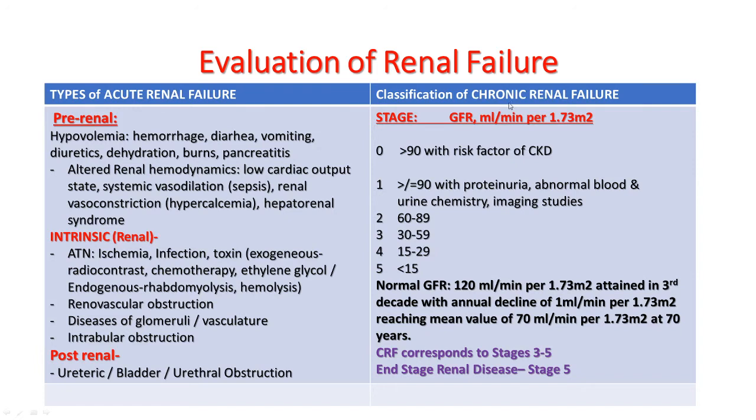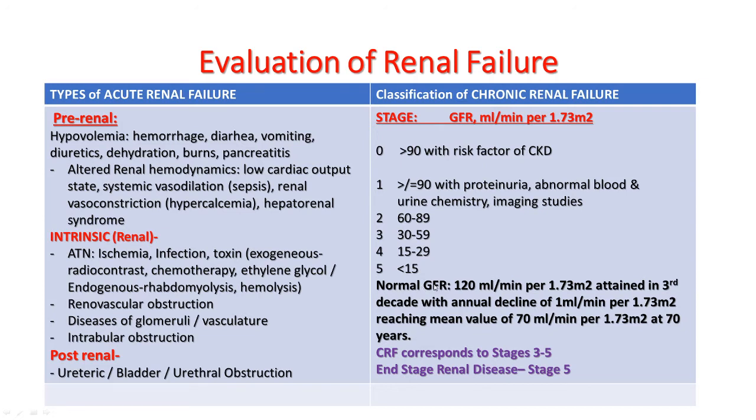Chronic renal failure is classified based on the GFR, that is glomerular filtration rate, where the normal GFR is 120 ml per minute per 1.73 meter square of body surface area, which is usually attained in the third decade, and there is annual decline of 1 ml per minute per 1.73 meter square, reaching the mean value of 70 ml per minute at 70 years of age.